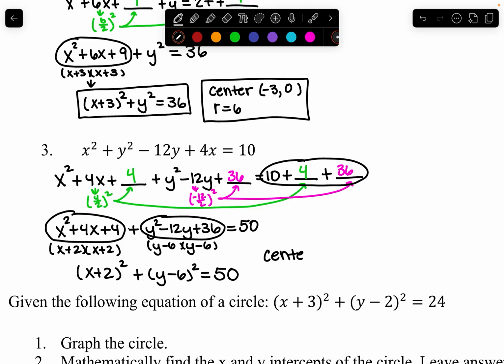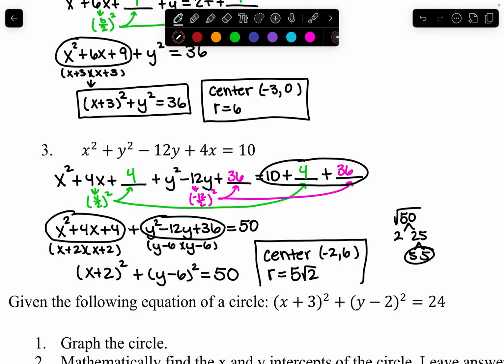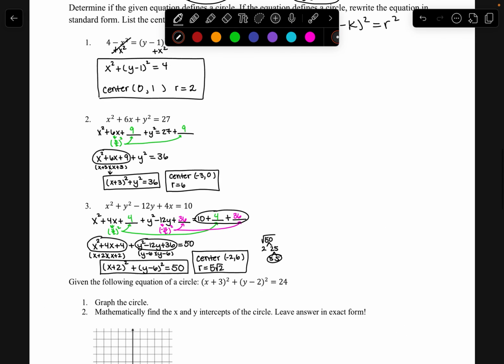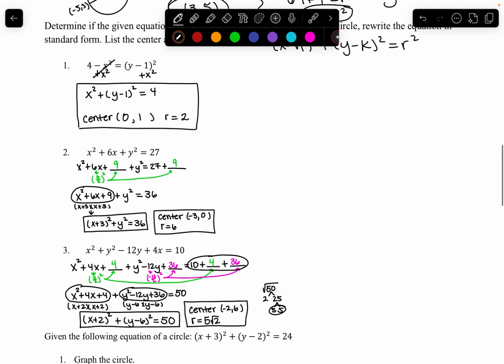Okay, so now we need our center, and we need our radius. Our center is going to be -2, 6, and then our radius is the square root of 50. So I'm going to come over here and actually square root 50. That's 2 and 25. That's 5 and 5. So my radius is 5 root 2. And there we go. All right. Woo! That was a little bit of a doozy, but we did okay.